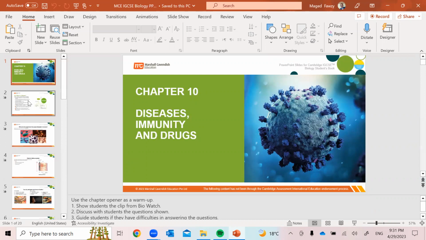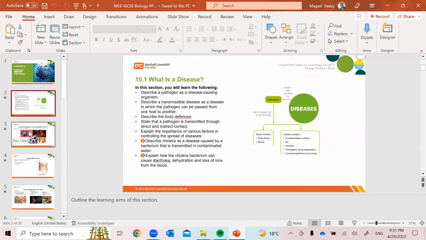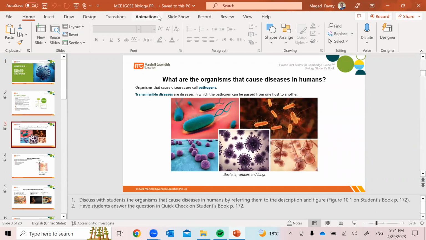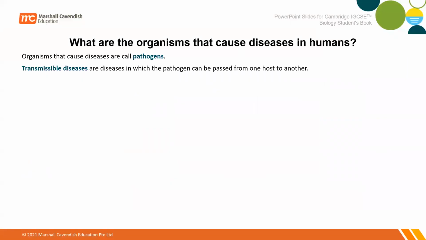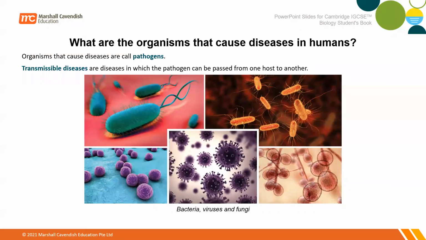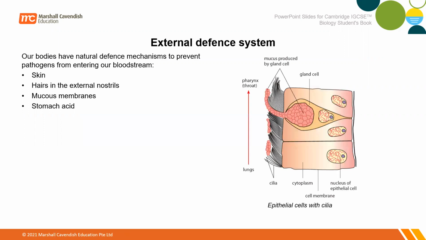حاضر ماشي نعمله حاضر. طيب في التوبيك بتاع الديزيز اند اميونيتي، we don't have a lot to say in this topic خلاص، لانه التوبيك ده ما بقاش فيه غير ال definition of transmissible diseases. And here we can say انه transmissible disease هي disease caused by pathogens and it can pass from one host to another. We have different defense system or defense action taken by the body.